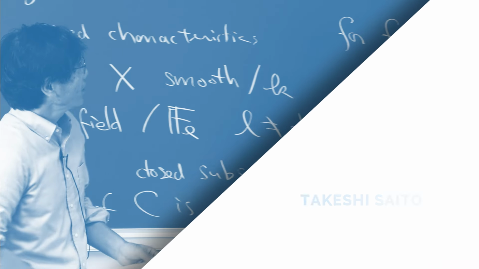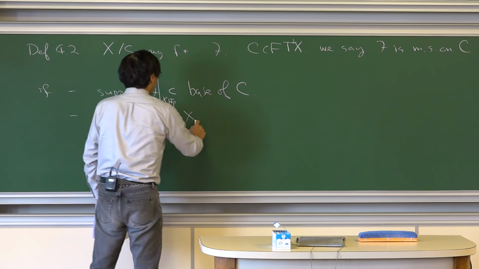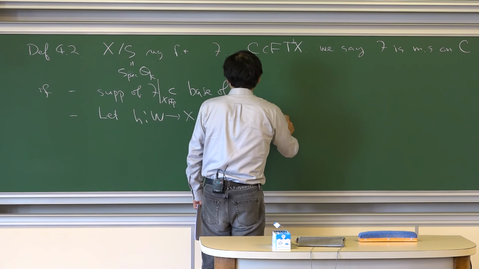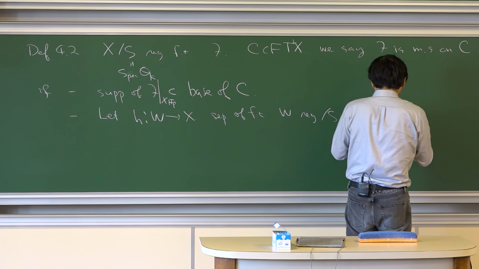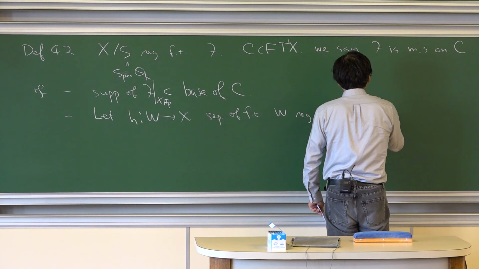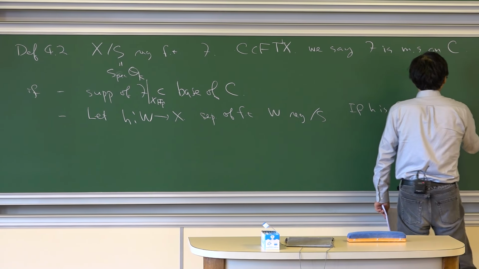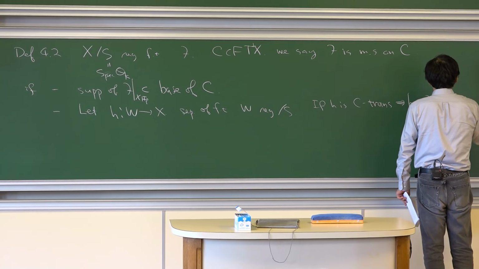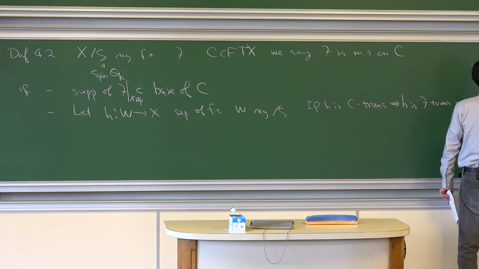Okay, and let h: W to X be separated of finite type, and W is also regular. Then if h is C-transversal, then h is F-transversal on a neighborhood of the closed fiber.